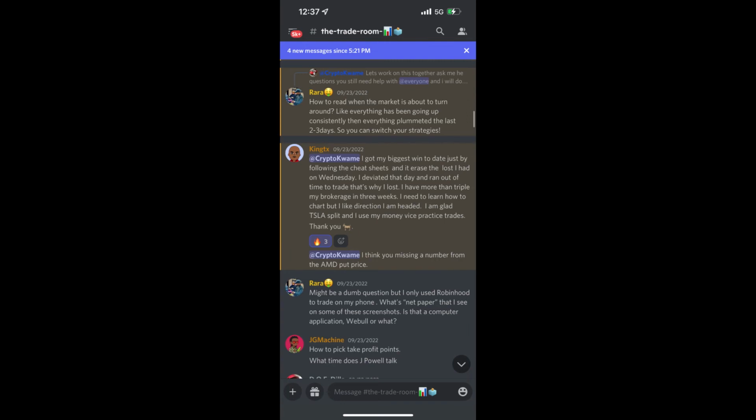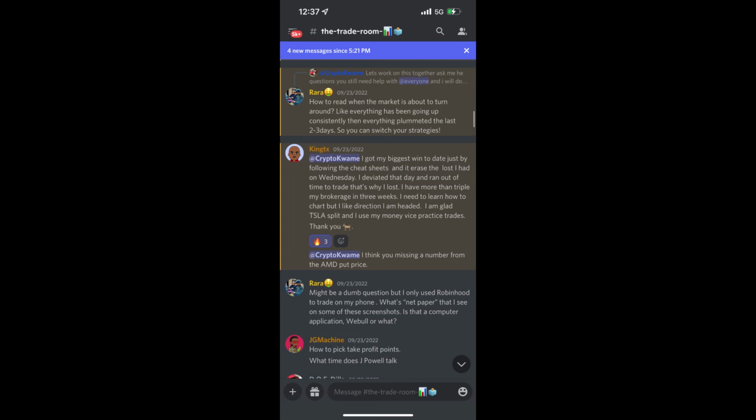Definitely appreciate that. Okay, this might be a dumb question, but I only use Robinhood to trade from my phone. So net P&L is different. Different apps give you different displays of the information. So the net is what somebody might have gained on their trade. A lot of people utilize Webull and TD Ameritrade, so you may not see that in Robinhood, but you'll see it in different platforms.